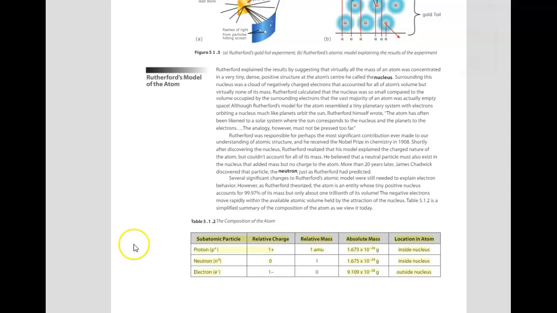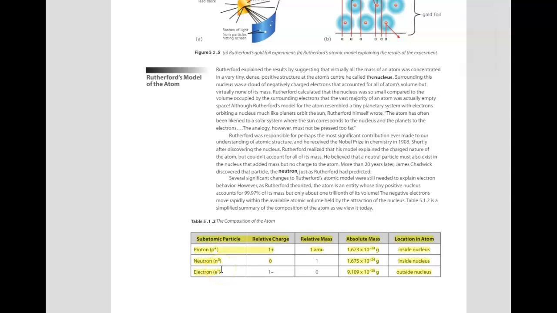This is reminding us that there are three subatomic particles in an atom: protons, neutrons, and electrons. A common abbreviation for a proton is P with a little plus. For a neutron, it's N with a little superscripted 0, and electron is E with a minus. And those symbols, the plus, the 0, and the minus, are telling us their relative charges.